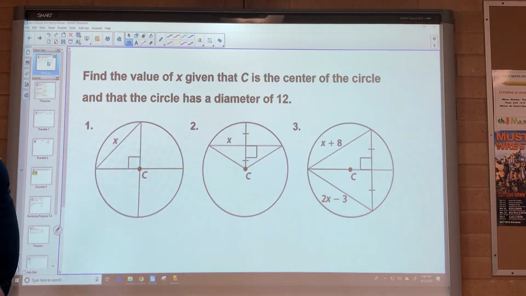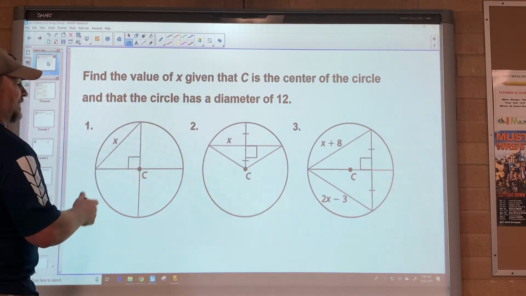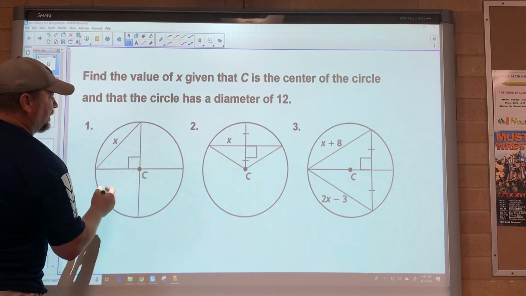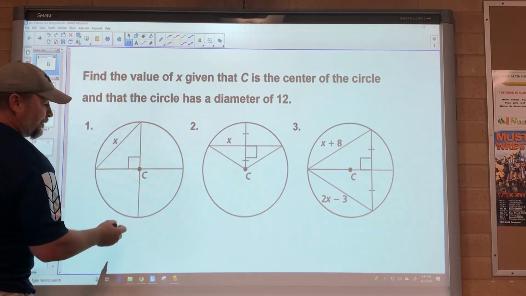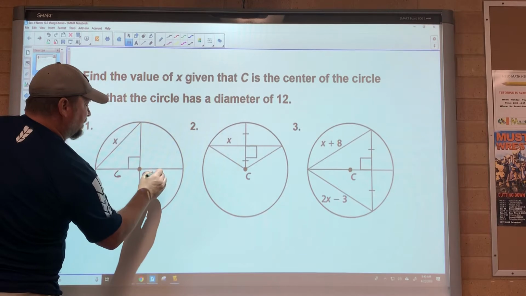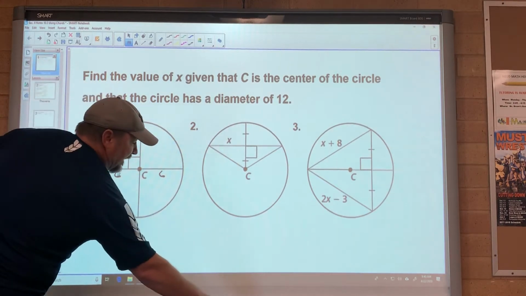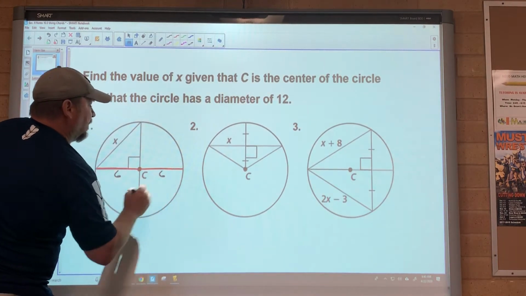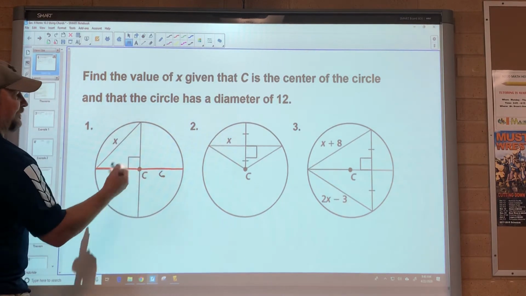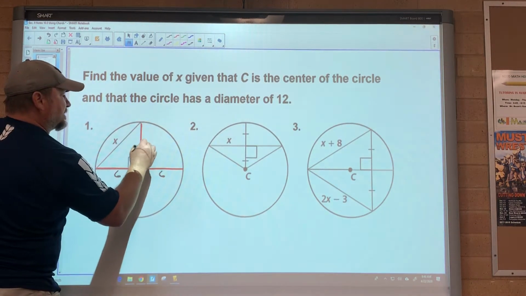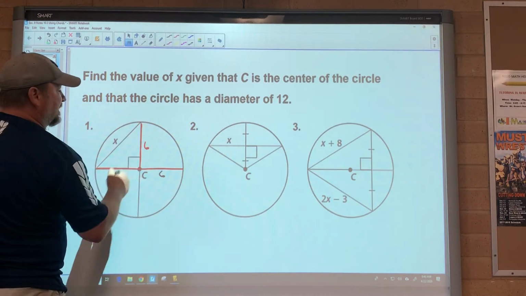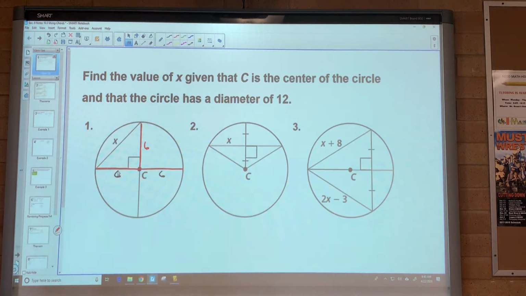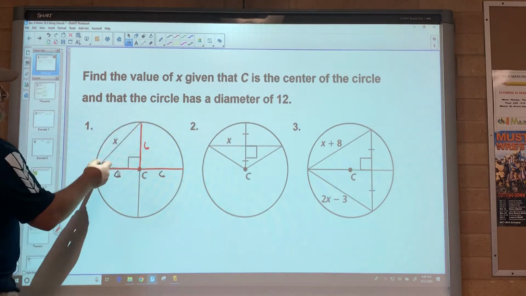It says find the value of x, given that C is the center of the circle and that the circle has a diameter of 12. So all these circles have a 12 as a diameter. So that is 12, so this would be 6. And this would be 6 if the whole diameter is 12, because that's a radius and that's half of it. Because those are 6 and 6, we've got a right isosceles, so that means this is a 45, 45, 90.